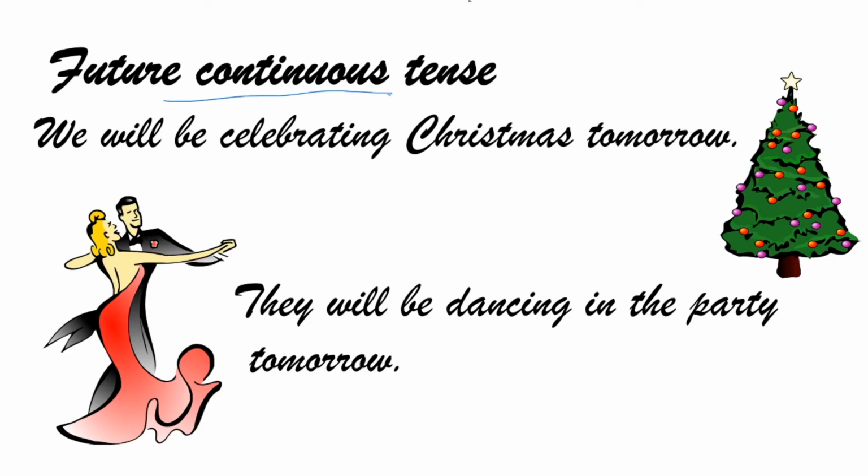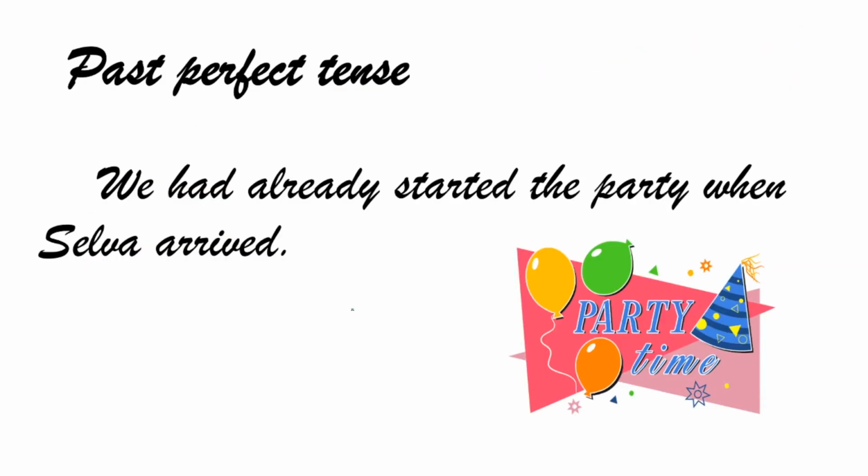So the general pattern to frame sentences using future continuous tense is subject plus will be or shall be plus verb plus ing. So this is the pattern to frame sentences using future continuous tense. Now moving on to the perfect tenses. First we'll start with past perfect tense.